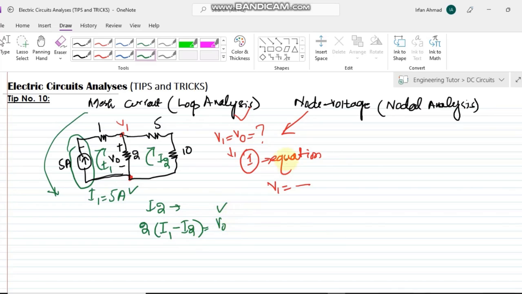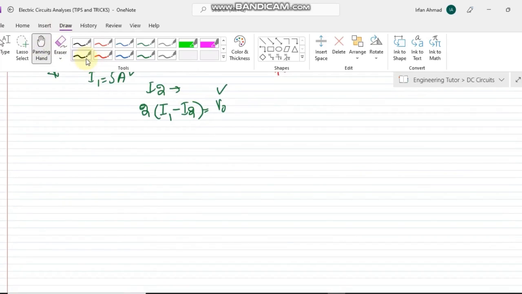So here we can see very easily that the node voltage method seems very feasible to apply in this circuit, but it is not always the case. Suppose we have another type of circuit, like this one.